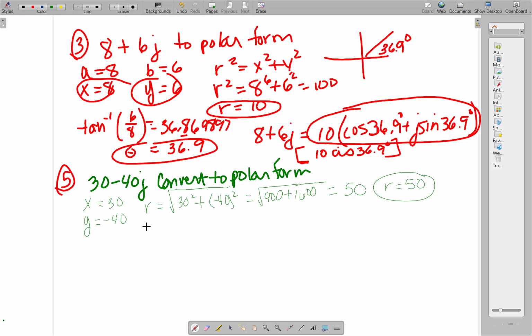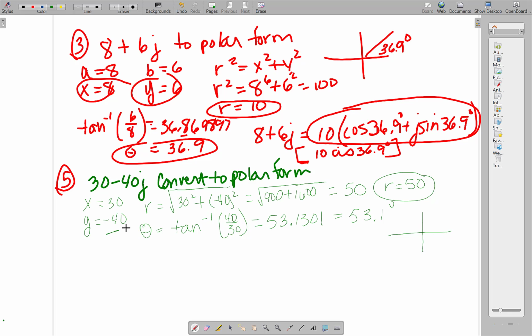So theta is going to equal the inverse tan of y over x. Now, we don't use the negative here. We just take 40 over 30. Don't use the negative with the y. And when you do that, you get an angle of 53.1301, which is 53.1 degrees.